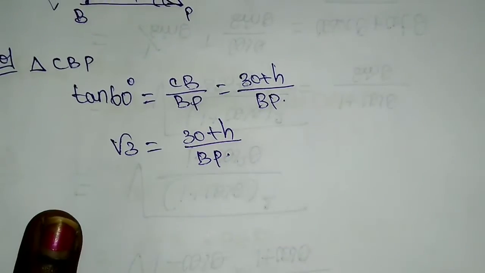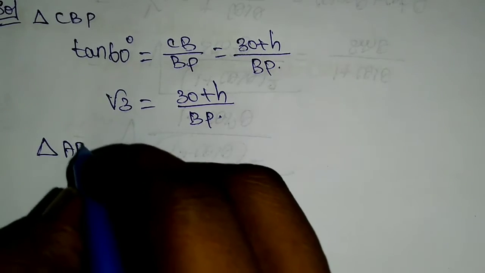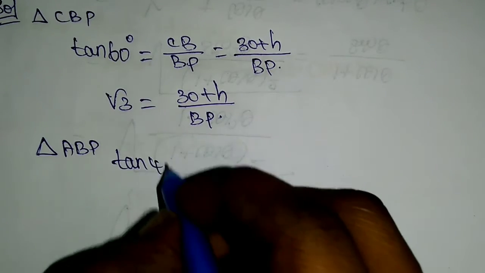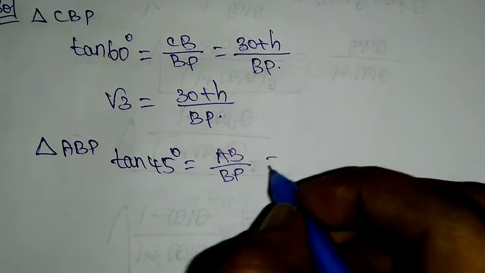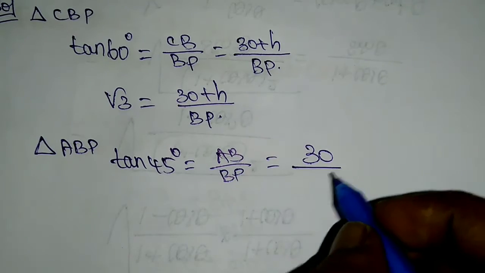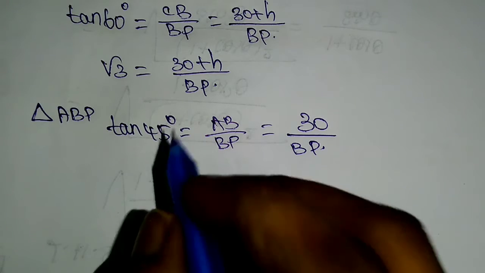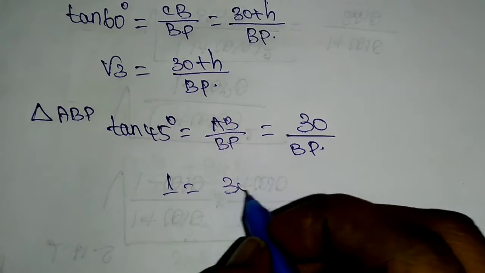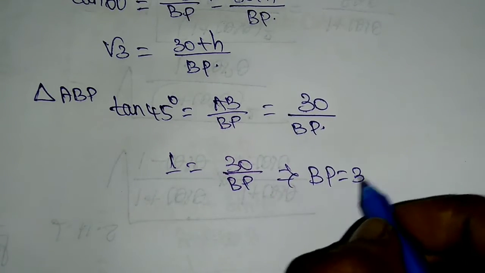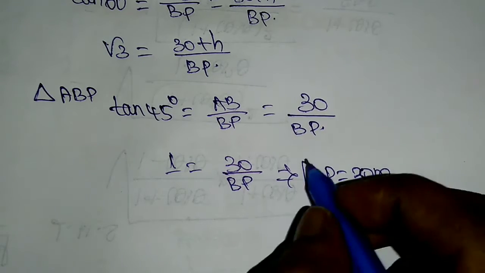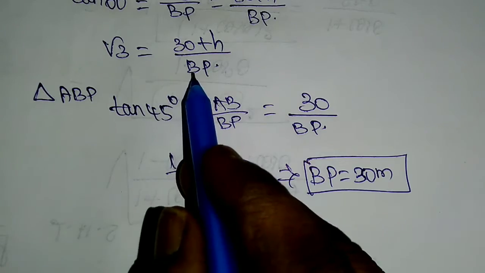Now from the triangle ABP, tan 45° is equal to AB divided by BP. Here AB is 30 meter and BP we have to find. So tan 45° is 1. So 1 is equal to 30 divided by BP. Here BP is equal to 30 meter. So we have to substitute the BP value in equation 1.